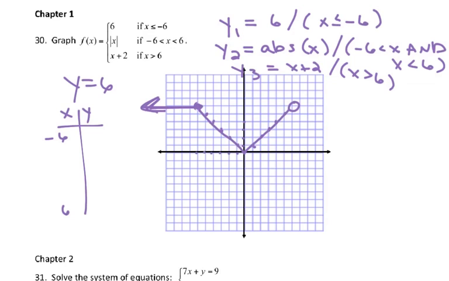Now we're going to graph x plus 2 when x is greater than or equal to 6. Or sorry, just greater than 6. So one way of doing this problem is to start with x is 6. So 6 plus 2 is 8. And it's going to be an open circle. And then when x is 7, you're going to get 9. When x is 8, you're going to get 10, and then the graph just kind of goes up from there.